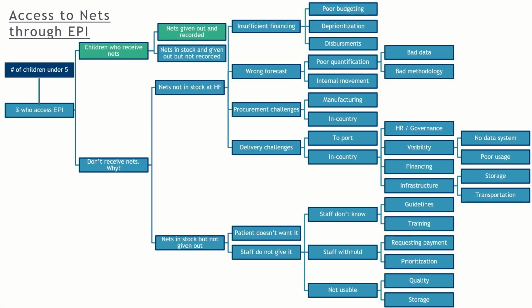So this is just a snapshot of the access to nets through EPI chart. We have one for ANC and one for EPI. There's a lot of similarities, but each channel has their own data and their own indicators that we want to use. So this is a snapshot of that.